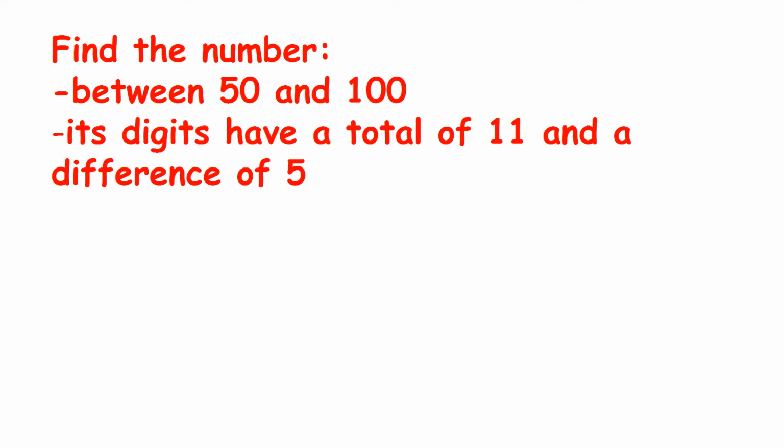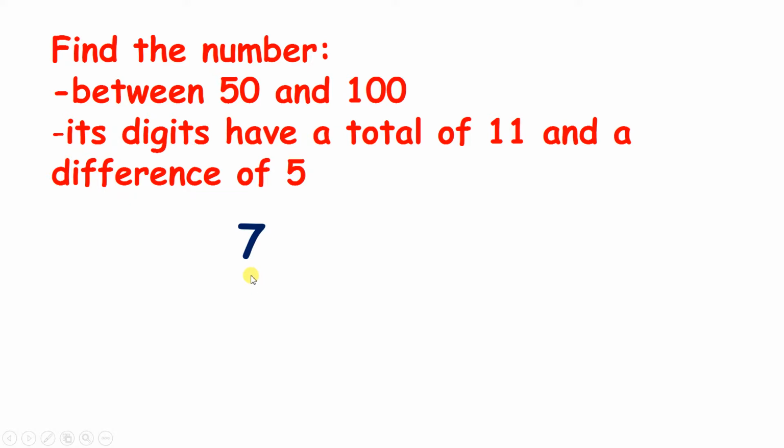So let's try a tens digit of 6. If the tens digit is 6, and we have a total of 11, the units digit is 5. But again, we have the same problem. The difference is only 1. So it's not 65. Now let's try a tens digit of 7.